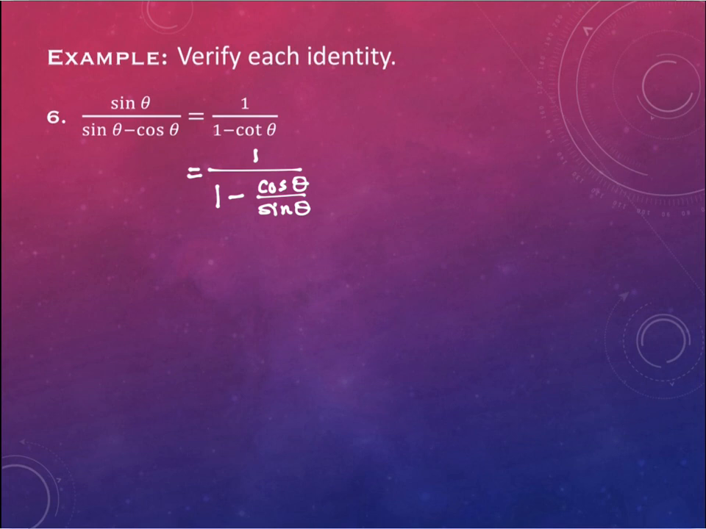Any thoughts as to what I can do to eliminate the fact that I've got fractions inside of fractions? Yeah, we're going to multiply by the denominator of the little fraction. So this piece right here, this sine theta, we're going to multiply by it.